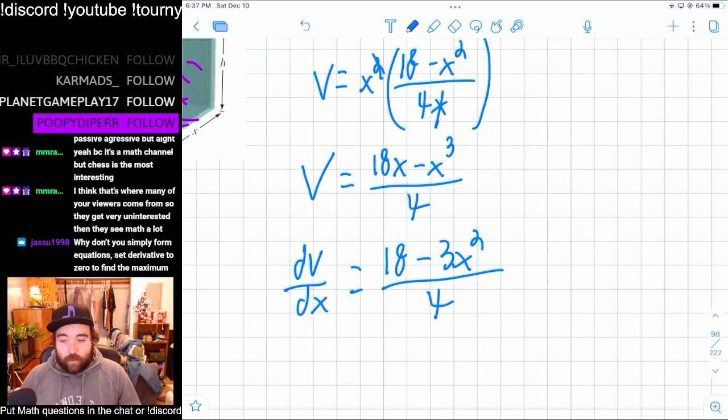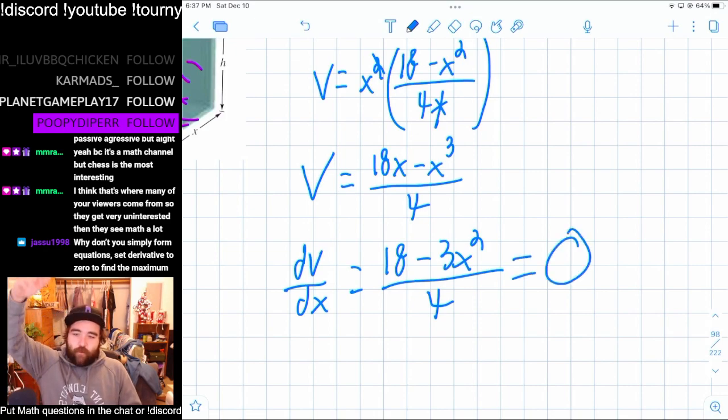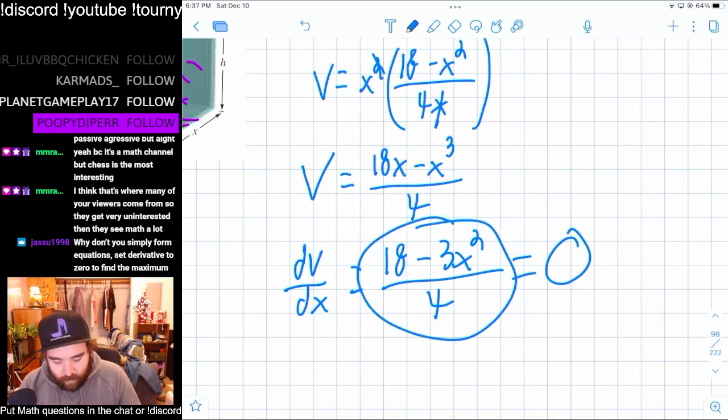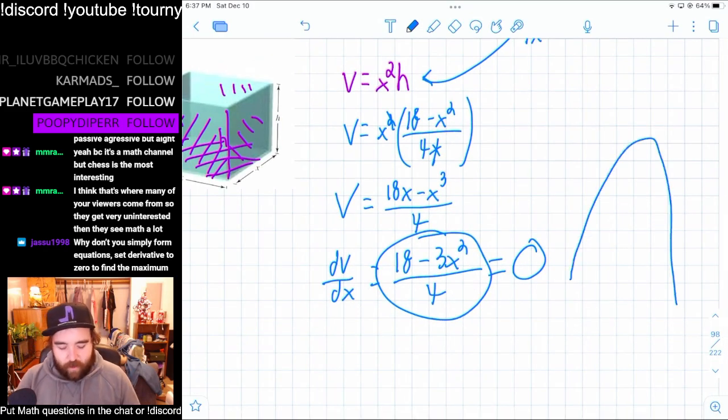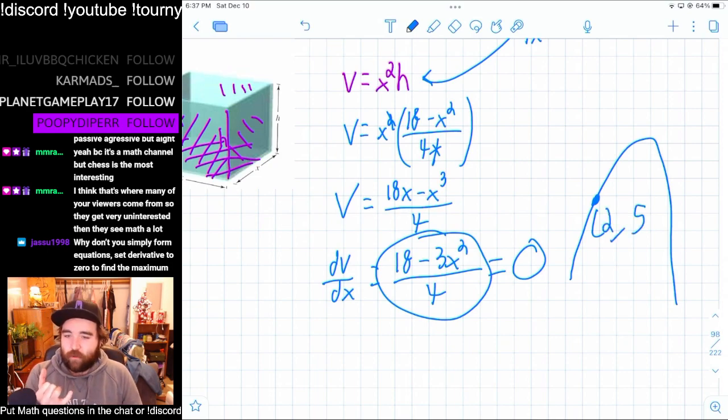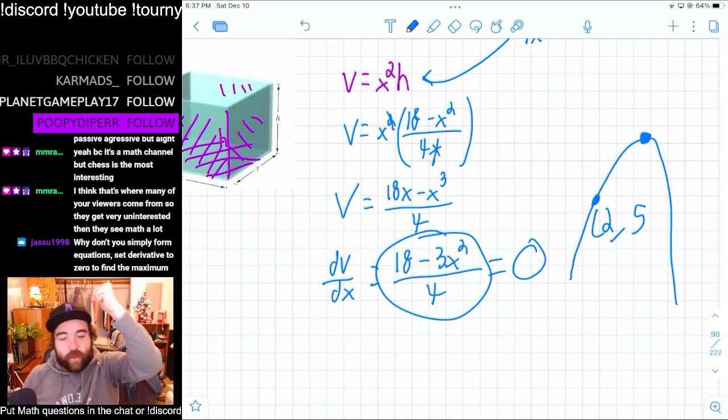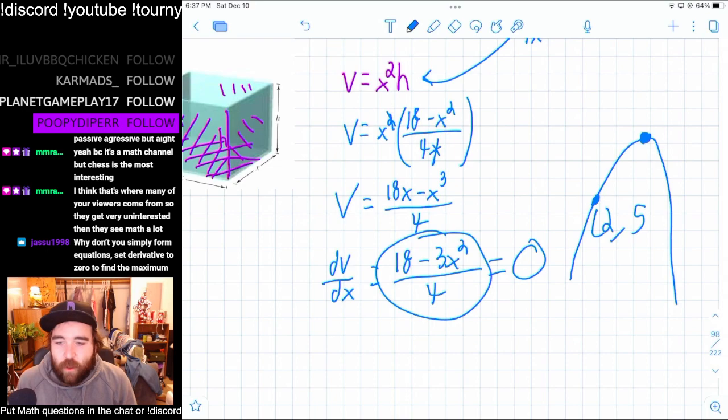And so now what do we want to do? We want to set this equal to 0. Because if we put this in a graph, you can see it's going to be like an upside down parabola, negative x squared. For each point here, say if the x value is 2, it's going to have a volume of 5, and so on. What we really want to find is the point at the top, where it's going to have the maximum volume, since the function represents the volume.